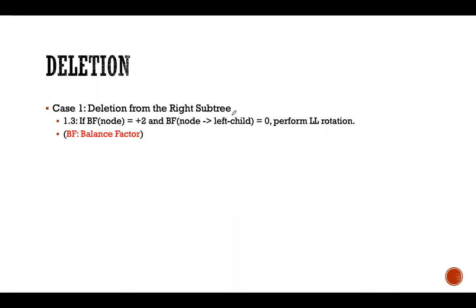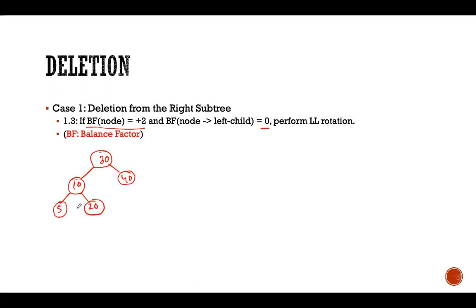Now I'm deleting from the right subtree, so the node that gets unbalanced will have a balance factor of +2. Now what about the balance factor of the left child of that node? Now it is 0. So this case can happen. It may look like that. Say we have 13. So the tree looks like that, and this is a balanced tree.